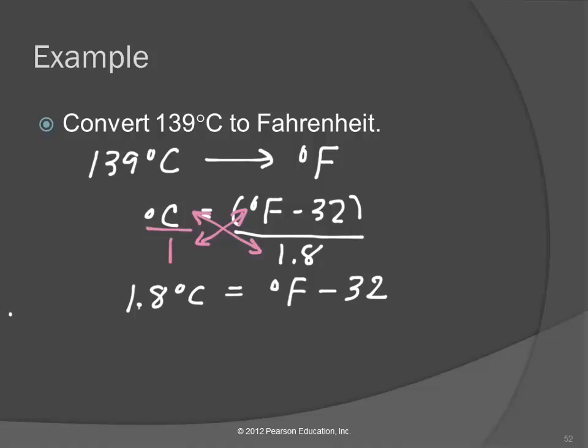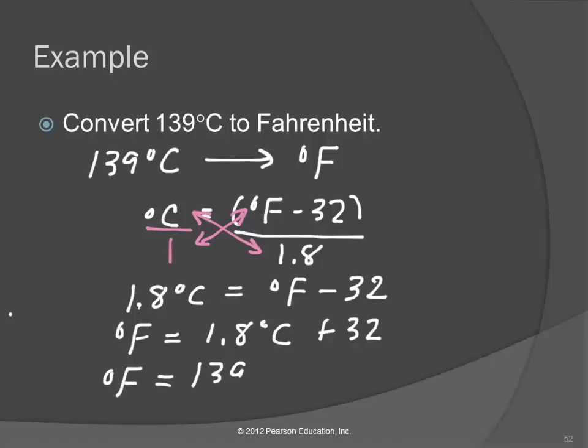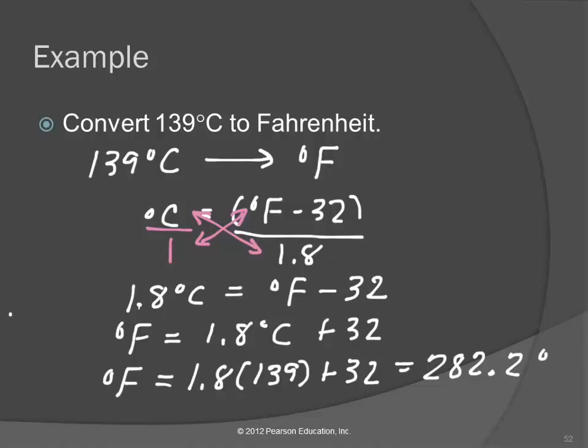So now we want to add 32 to both sides, and I'm going to flip the equation over, and we get Fahrenheit equals 1.8 times the degrees Celsius plus 32. So now we can plug our number in there. Number was 139. So 139, let's just be consistent here. 1.8 times 139 plus 32. And my calculator is telling me 282.2. That would be degrees Fahrenheit.